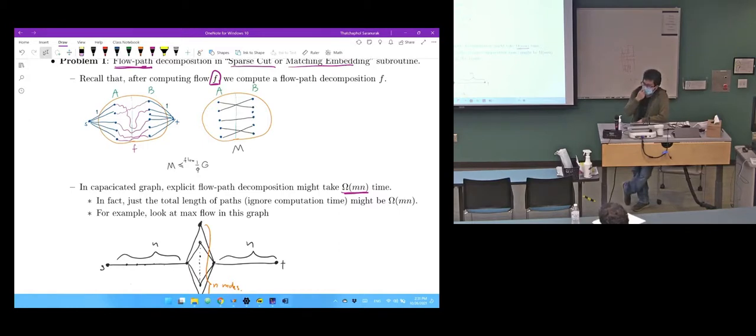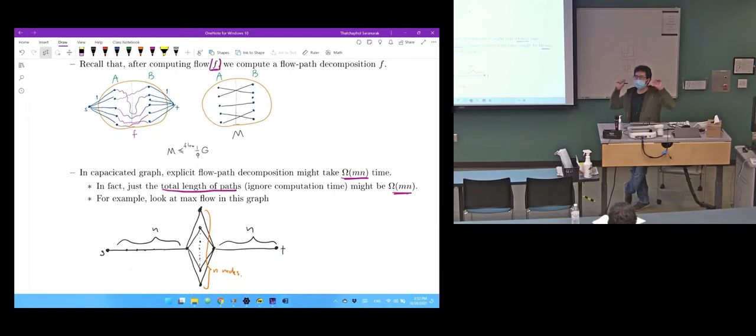And the reason is not just about implementation, but about a combinatorial property of flow in capacitated graphs. The total length of the paths can be as big as mn. Just to output this thing already takes mn time.